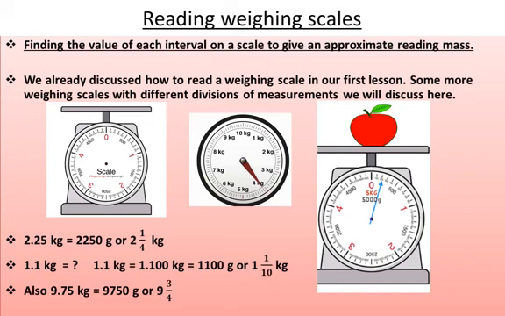1.1 kilogram, how will we write it as a fraction? First you can write it in gram. How will we write? 1100 gram, or 1 1 by 10 kilogram. Why? Because 100 gram or 0.1 means 1 by 10 kilogram. So 1 1 by 10 kilogram. The last one, 9.75 kilogram. It is written in grams like 9750 gram or 9 3 by 4 kilogram.